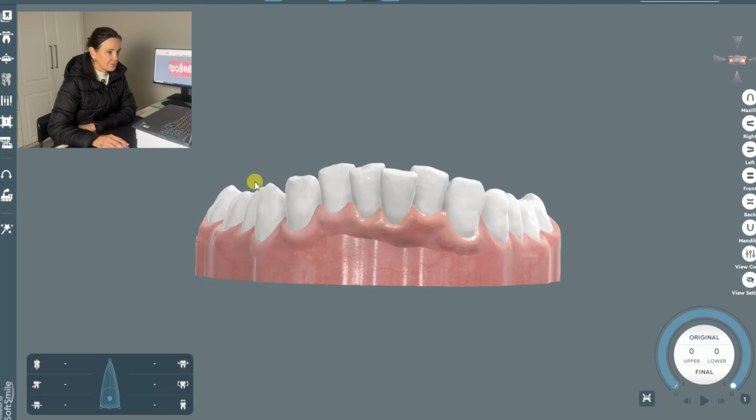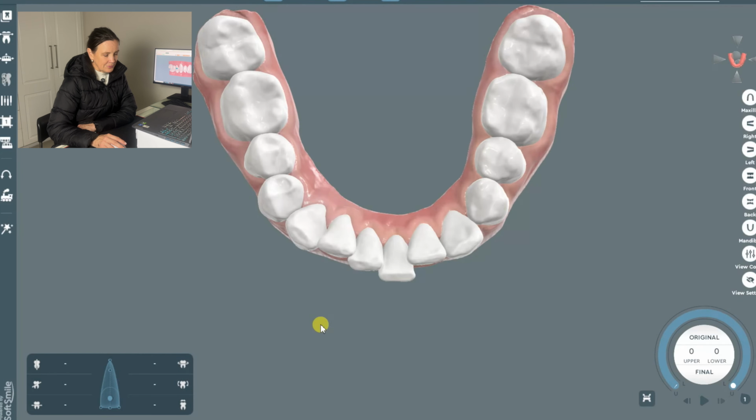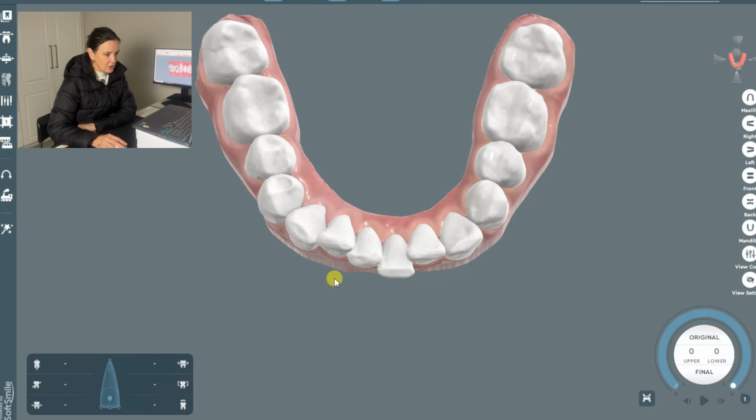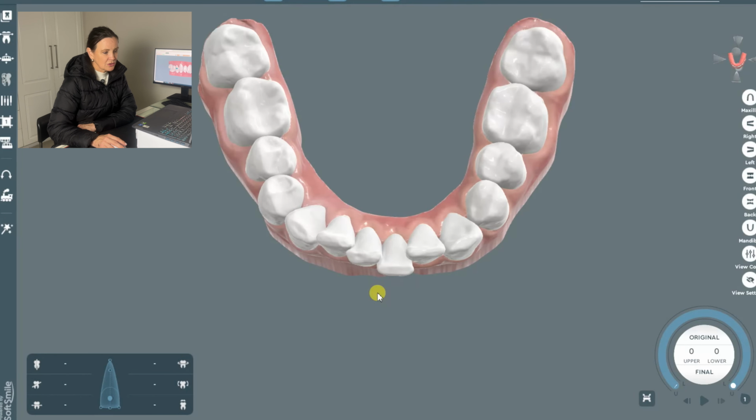Secondly, all of us know that to create space, or to intrude to get rid of a curve of Spee, you really need space. So there is a lot of crowding and extra space needed to alleviate the crowding.